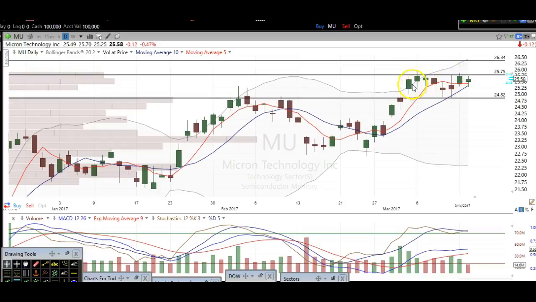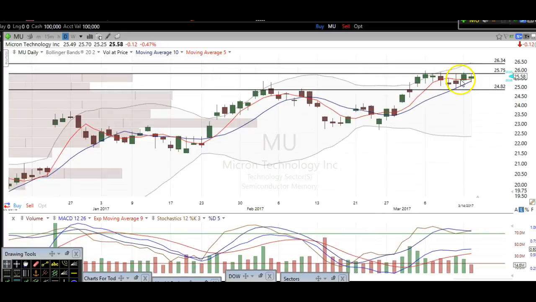25.75. Okay, you can see how many times we've gotten rejected at that level right here in the short term. And then we've got this support at about 24.80 based off of these previous resistance levels over here, right there. Finally, we broke over it, and you can see we got a bounce from that level right here. So we're kind of just pinning between these two levels.